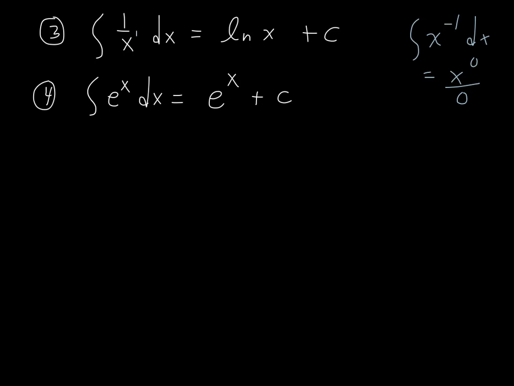Next one's pretty quick and easy. If we are integrating e to the x with respect to x, we're going to get e to the x. Remember we said e for easy. The derivative of e to the x is e to the x. So working backwards, you still get the same thing.